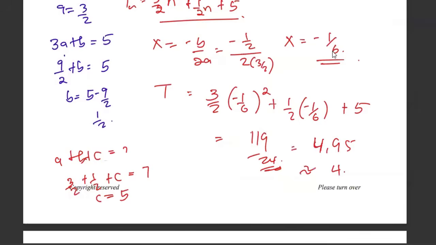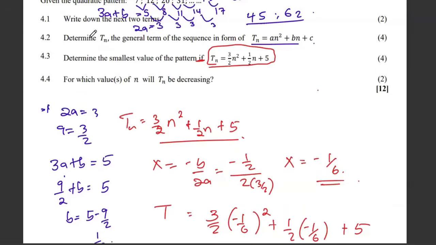But 4 will be an understatement if I'm to round it off that way. So I will just rather round it off to 5. Okay, so then 5 becomes the lowest value of interest, or the minimum value. Then for which values of n will Tn be decreasing?